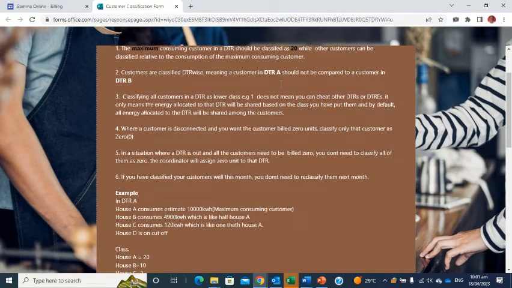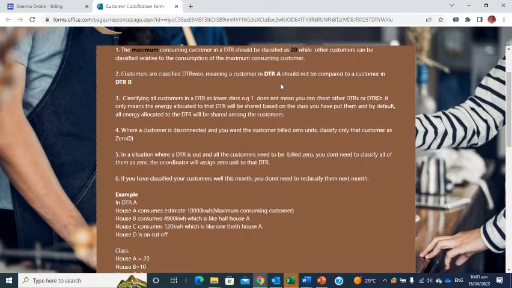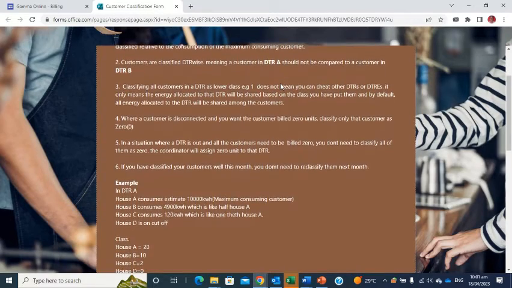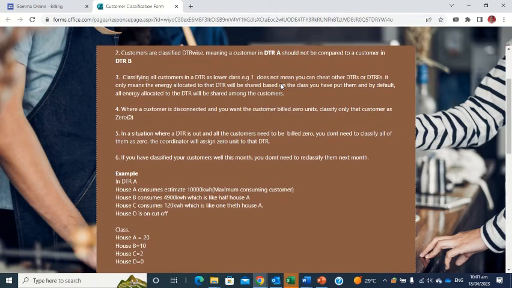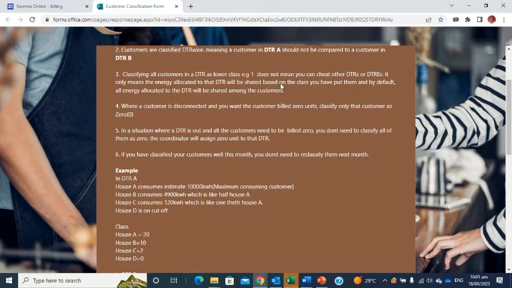Now, where a customer is disconnected and you want the customer bid 0 units, I'm looking at point 4. Classify only that customer as 0. Now we have a situation whereby a customer may not be disconnected in a month. So what that means is you need to check that customer and see, okay, the customer is disconnected. So what you need to do is submit the customer as 0. It will ask you the reason why you want the customer to be on 0. Then you put it, for instance, vacant. The apartment is vacant.